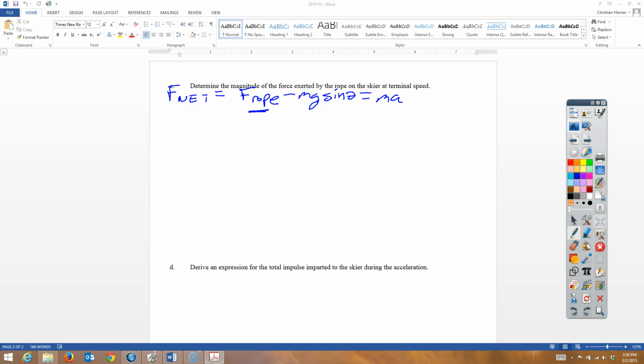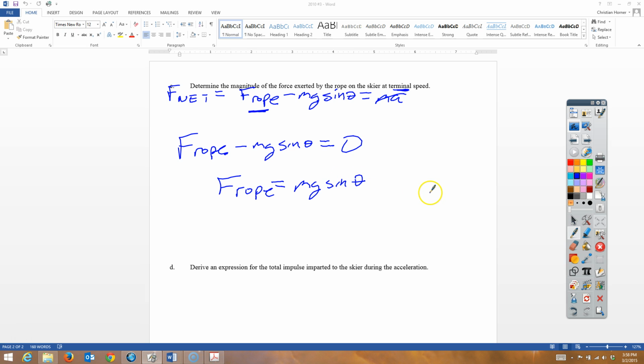We understand on this one that the force of the rope then should be minus mg sine of the angle. And at this point, if it's at terminal speed, we know our acceleration is 0. So this term crosses off and becomes 0. So now we just say the force of the rope is equal to mg times the sine of the angle. So that makes it pretty easy.